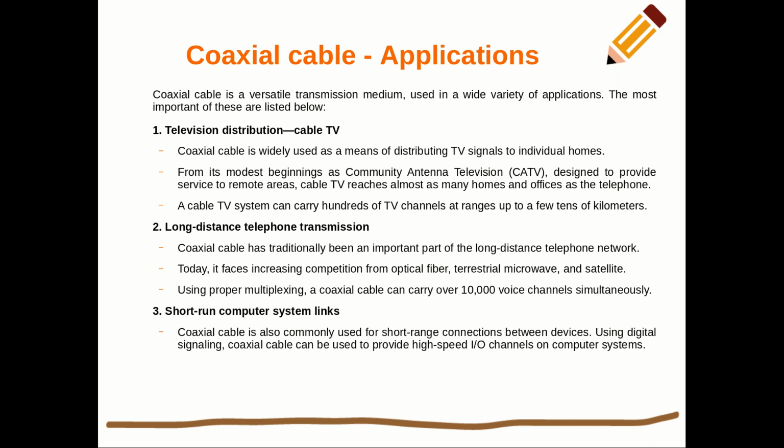Now another one, the short run computer system links. To connect the keyboard, monitor, those IO devices with the computer, we can make use of coaxial cable. So that is the application here. Coaxial cable is also commonly used for short range connections between devices. We already saw it is a very good option for long distance communication. At the same time, it can be used for short range connections, just like the connection of IO devices with the computer. Using digital signaling, the coaxial cable can be used to provide high speed IO channels on a computer system. So it is useful for both.